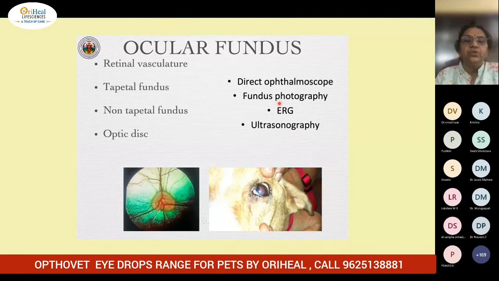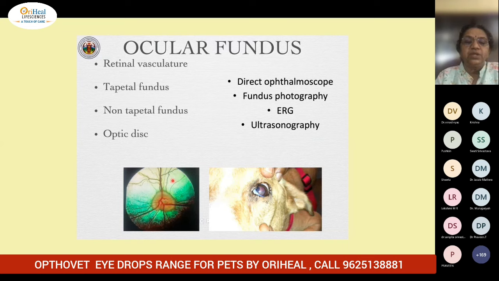Further down, you have the ocular fundus, that is, the retinal vasculature. This is the typical ocular fundus we have seen in module 1 also, of a Labrador dog. You will find the presence of the optic disc between the tapetal and the non-tapetal area, with a roughly C-shaped structure inside the optic disc. All this indicates that it's normal.